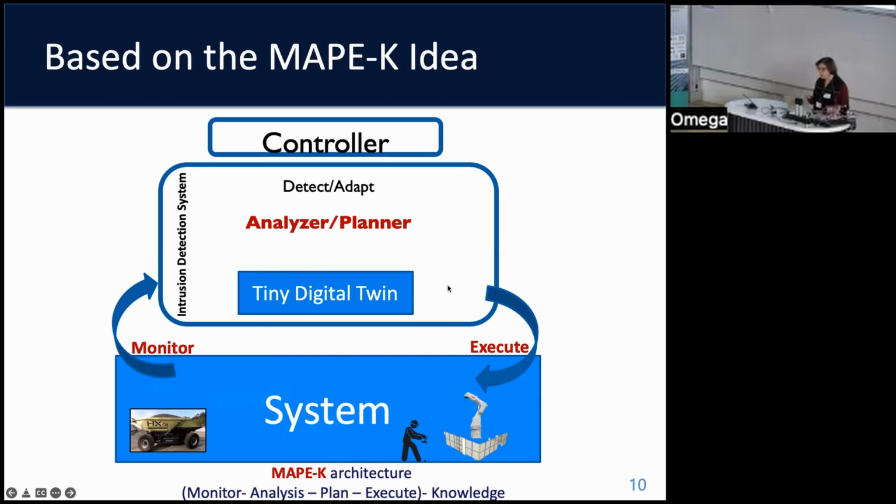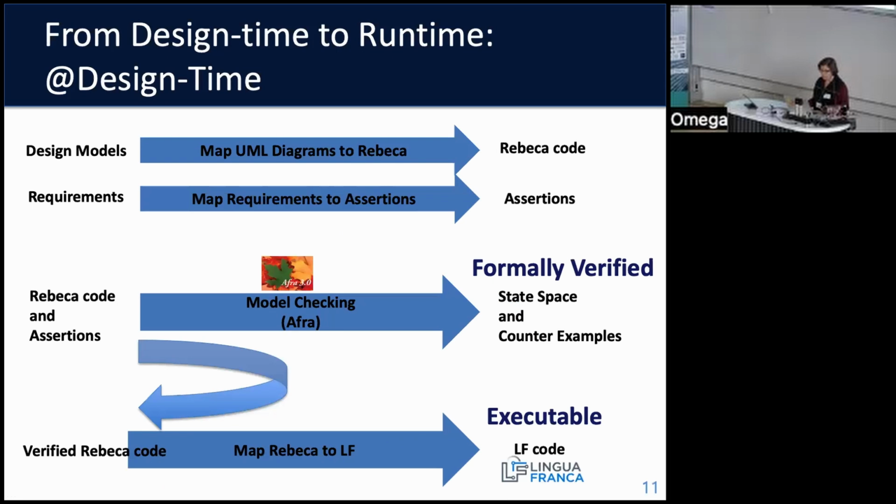And in this MAPE-K control loop, they also have this K, which is knowledge, which is a model that they keep at runtime, they call it model at runtime. And here we have it as our tiny digital twin. So we use the idea of MAPE-K and use that in our intrusion detection system.